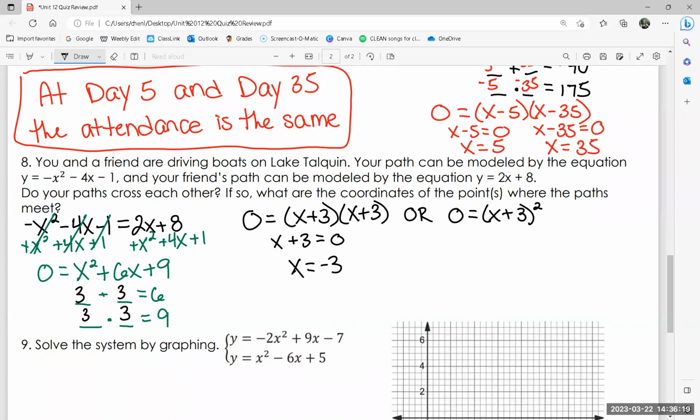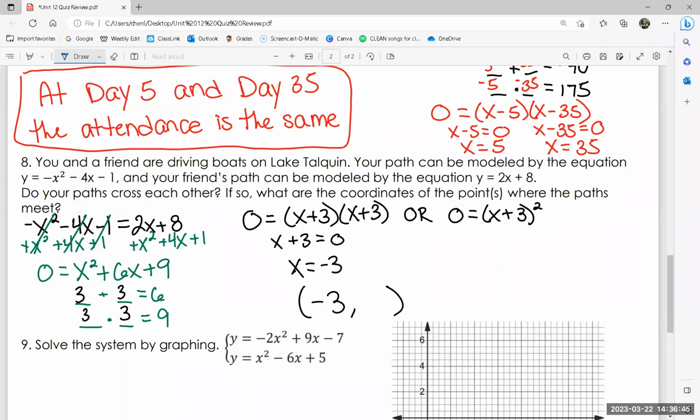Now, a little awkward because I understand we're talking about driving boats, but maybe we're talking about it like it's on a grid. I know I immediately went to Battleship and thinking about that, which I understand there's none with that, but if it's gridded out, like maybe on a coordinate plane, the point of intersection would be at negative 3. And then to find the y value of the point of intersection, we just need to plug that back in.